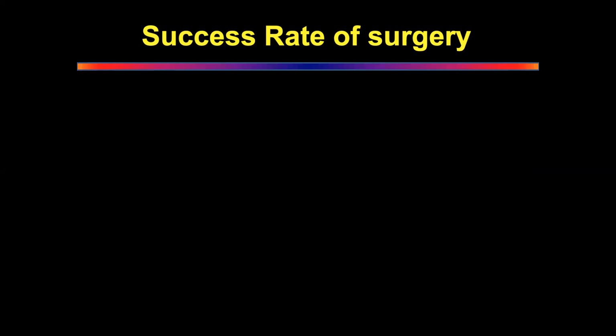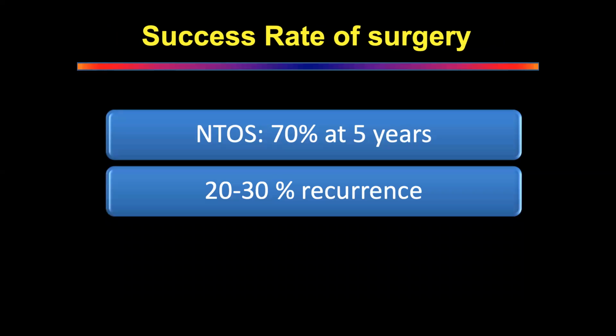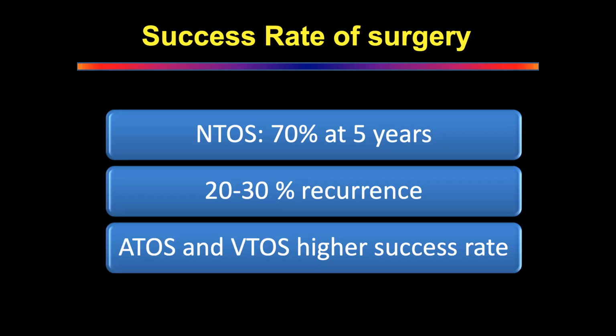I'm very happy. Success rate of surgery? Sir, in neurological TOS, it is about 65 to 70% at 5 years. Well done. Recurrence rate? It is about 30%. Excellent. And is neurological better to treat or vascular better to treat? Sir, neurological. Vascular. Vascular is better to treat. Okay.